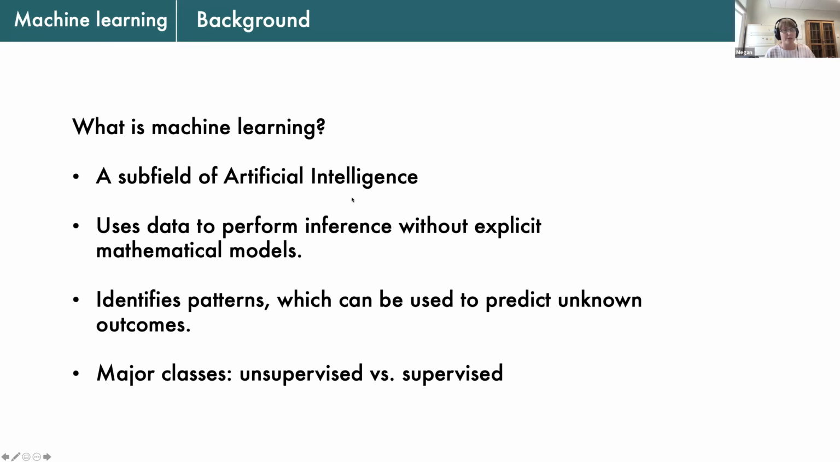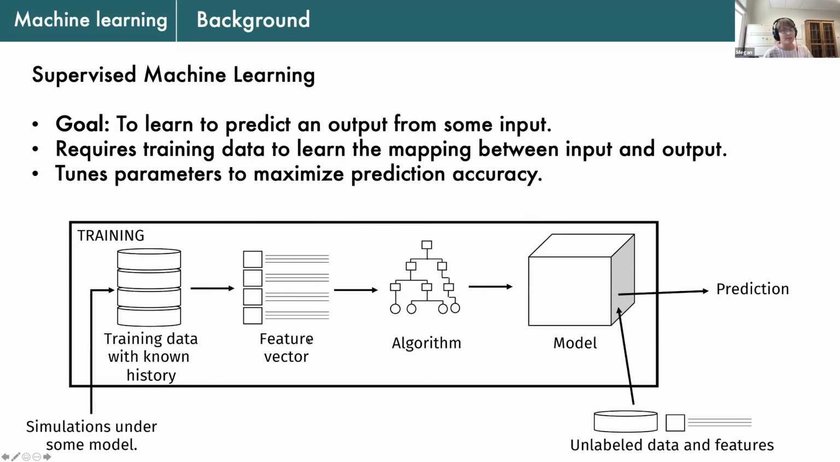When we use machine learning, we're identifying patterns that can be used to predict unknown outcomes. And there are two major classes, unsupervised and supervised, but I'm going to focus only on supervised machine learning for the inferences we're talking about today. In supervised machine learning, our goal is to learn to predict some output from some input. To do this, we need training data to learn the mapping between input and output.